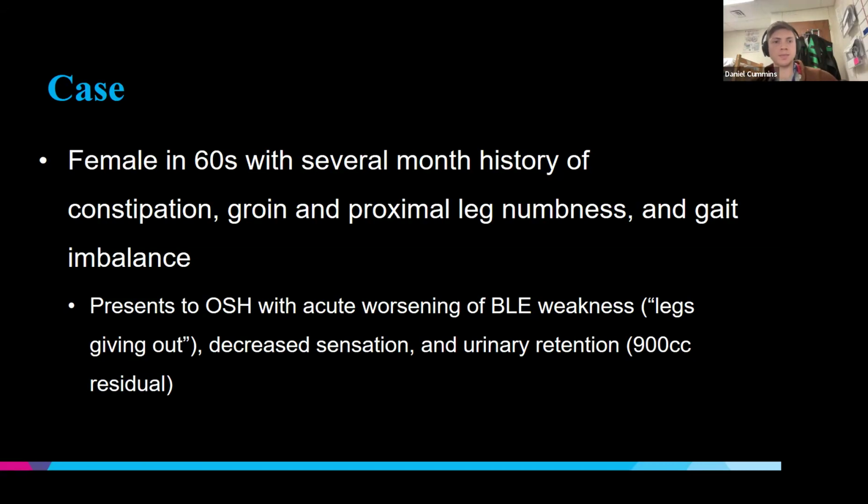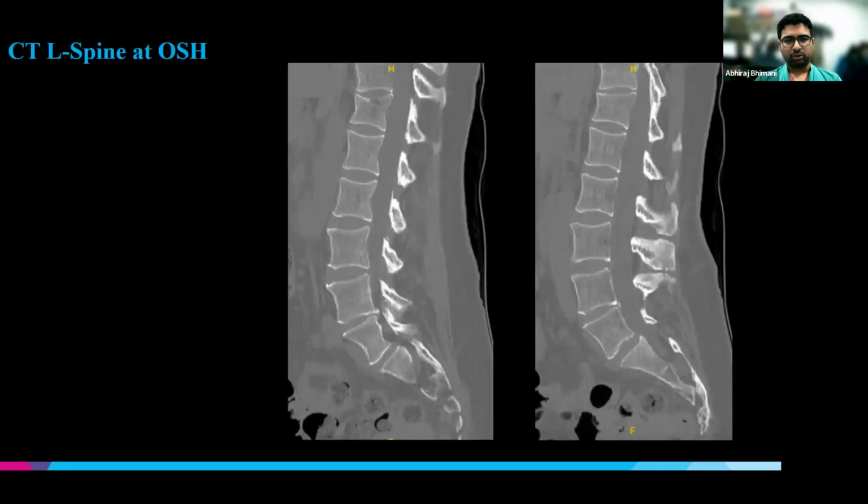Correct. So the outside hospital said it's been going on for the past year or so, and they will show us. They ended up getting a CT of the lumbar spine, and we can move on to Ansley. Are you able to tell us what the significant findings in the CT are?